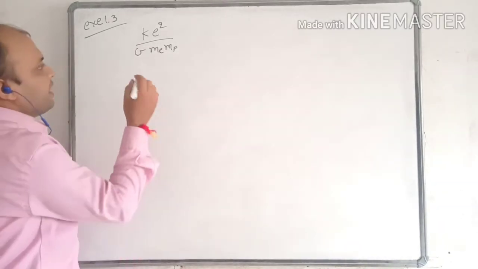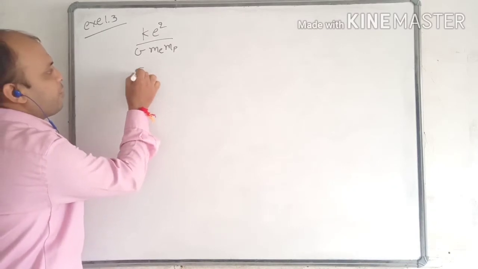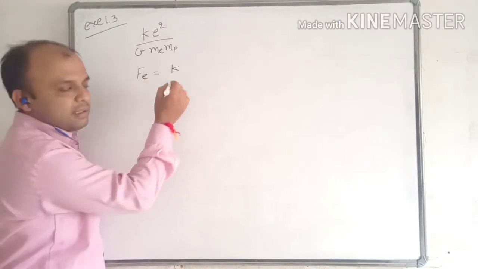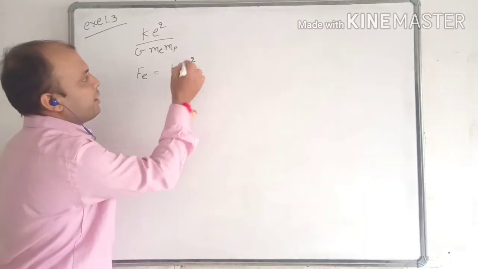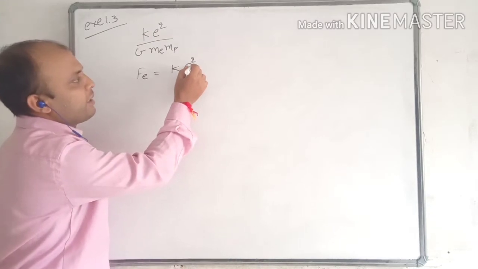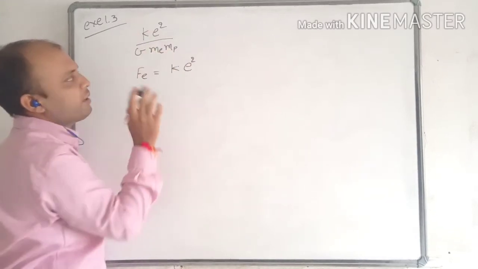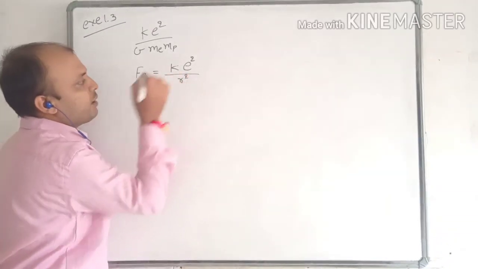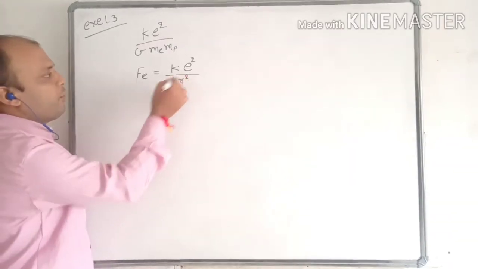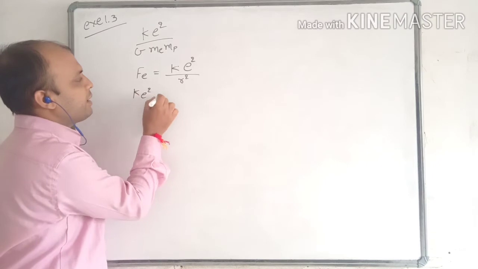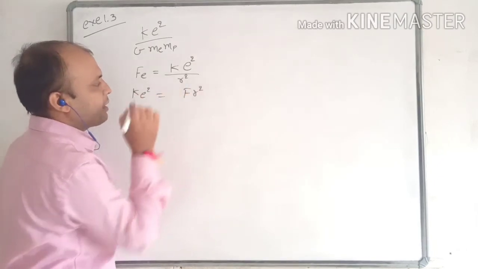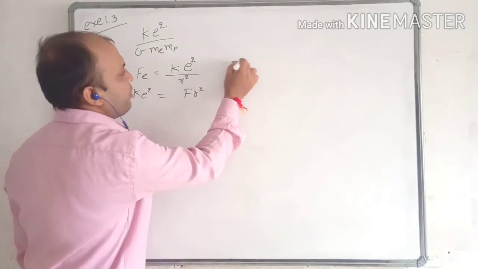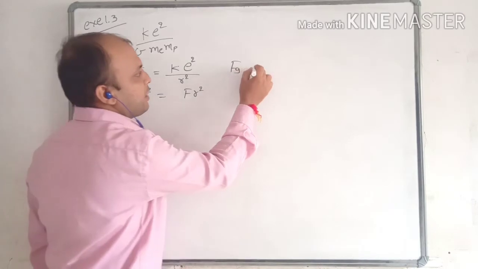So students, if you remember, the electric force Fe is equal to what? k e square upon r square. Here we are writing e square instead of q1 and q2 because they give us the charge of an electron, and in the denominator is the square of the distance. So from this equation we can write k e square equals F into r square.